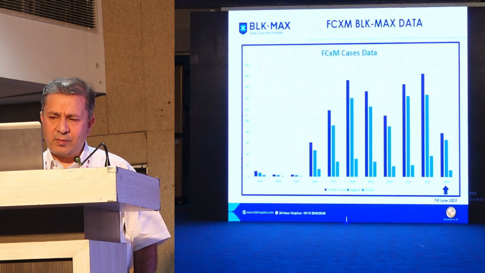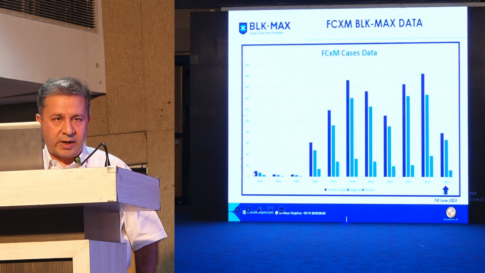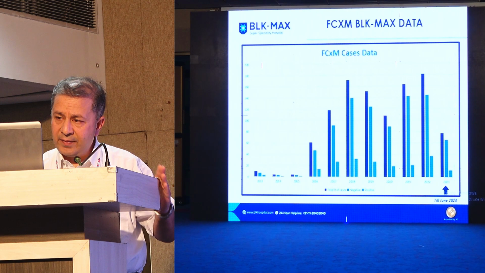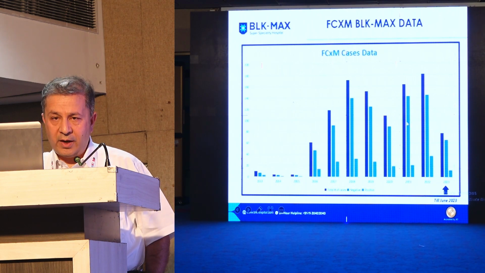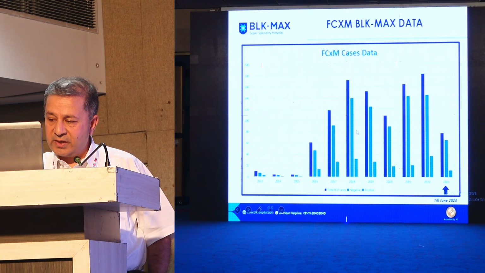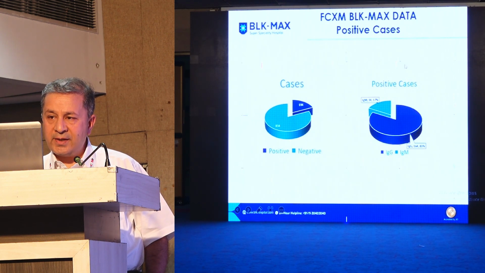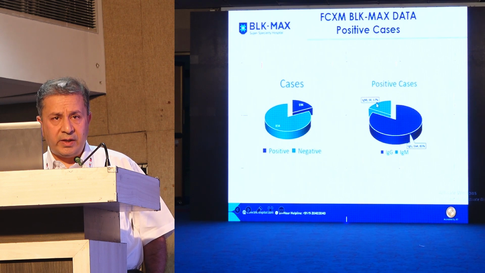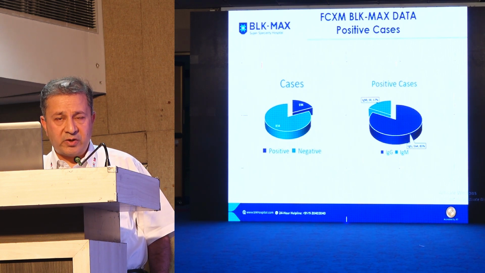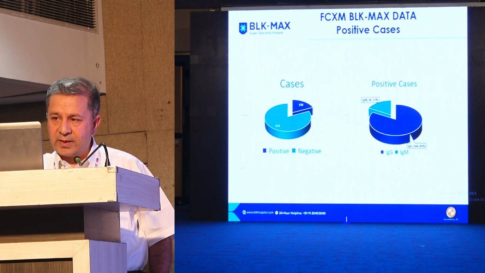This is some data from our center. We started very slow in 2013, and of course before that I was working in some other places. And this data shows you a significant rise in flow cytometric cross-match cases. And if you look at the cases with respect to positives and negatives, you had a significant number of positive cases, about 17% which were IgM picked from flow cytometry. And this data I have collated just yesterday.